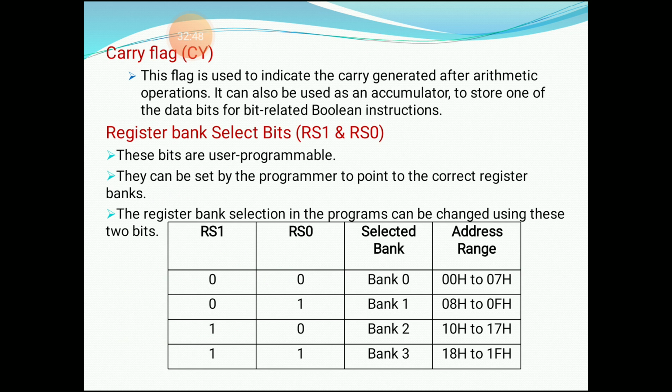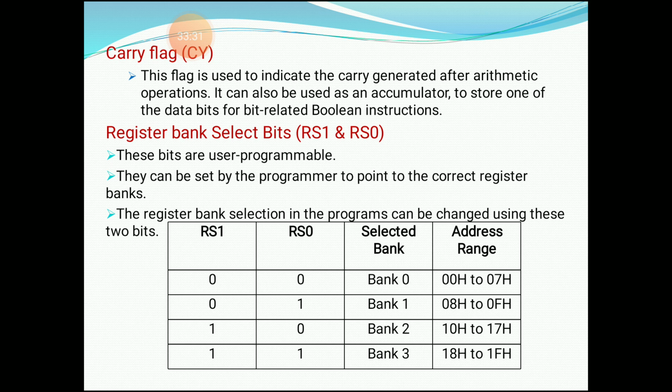The carry flag is used to indicate the carry generated after any arithmetic operation. It can also be used as an accumulator to store one of the data bits for bit related Boolean instructions. If a carry is generated during an arithmetic operation, that is, a carry generated from the D7 bit, then the carry flag is set. So the difference between the overflow flag and carry flag is, the overflow flag is set if a carry is generated from the D7 bit or D6 bit during signed arithmetic operations. The carry flag depends upon unsigned arithmetic operations, if a carry is generated from the D7 bit during unsigned arithmetic operations.